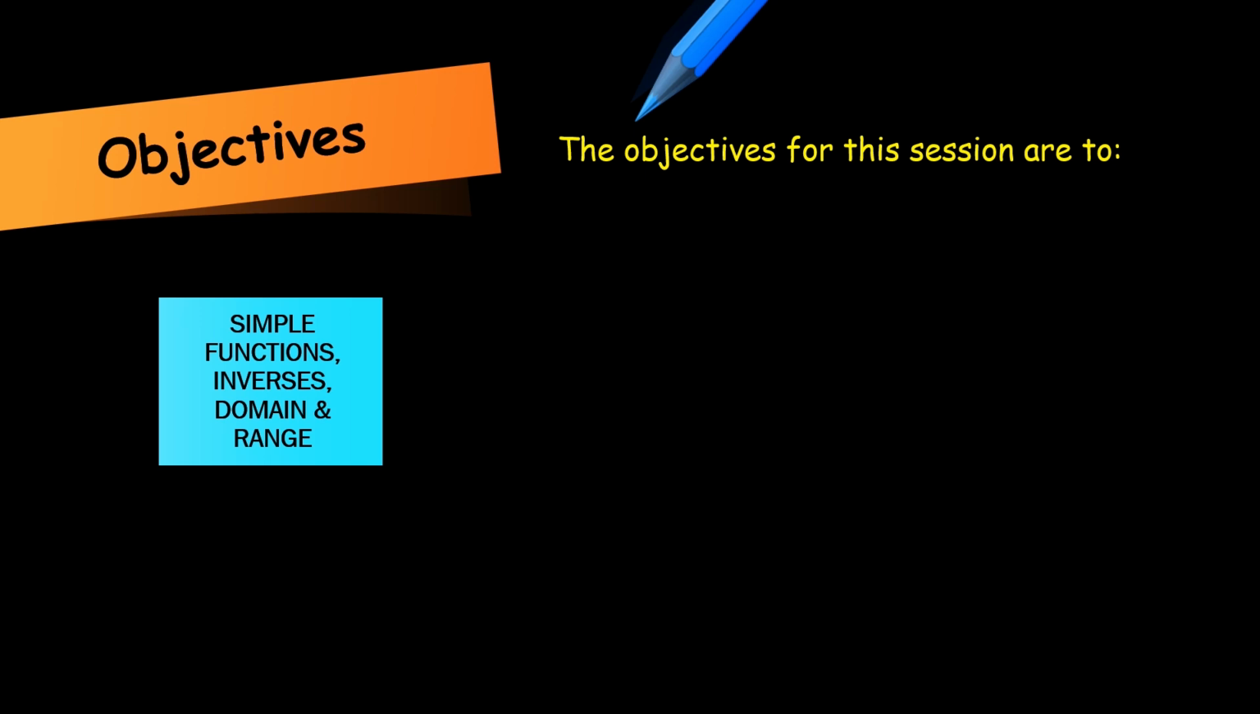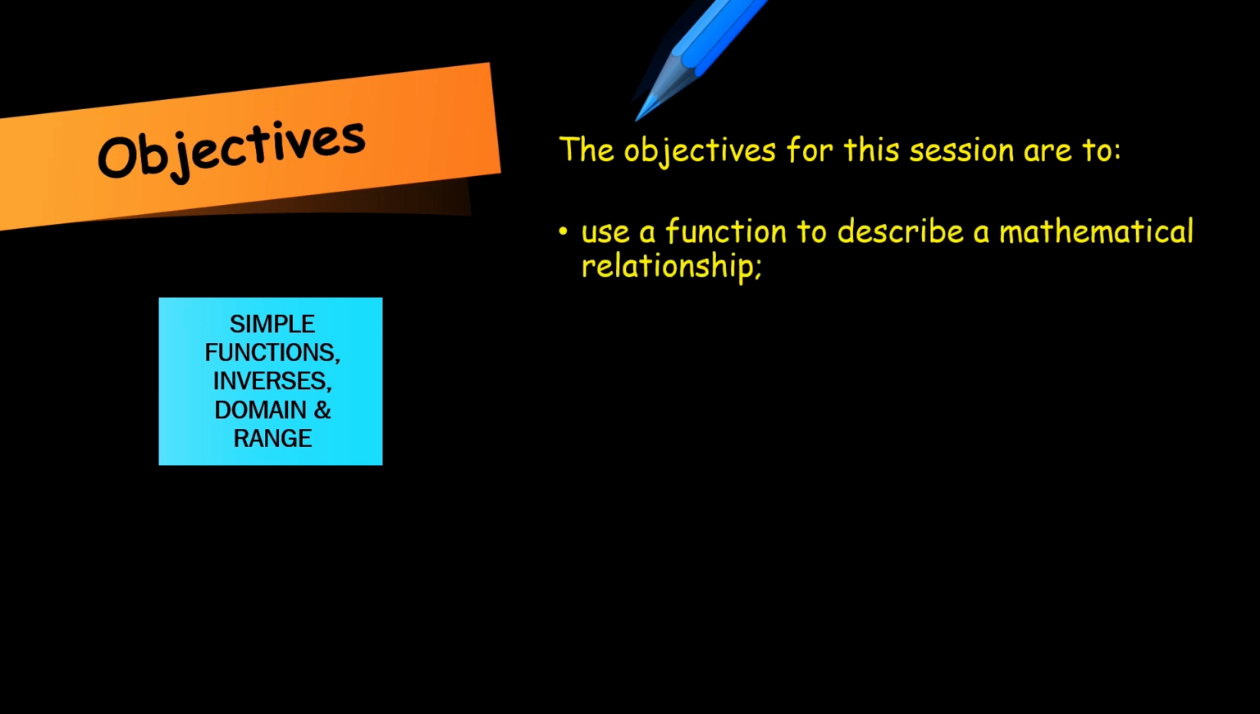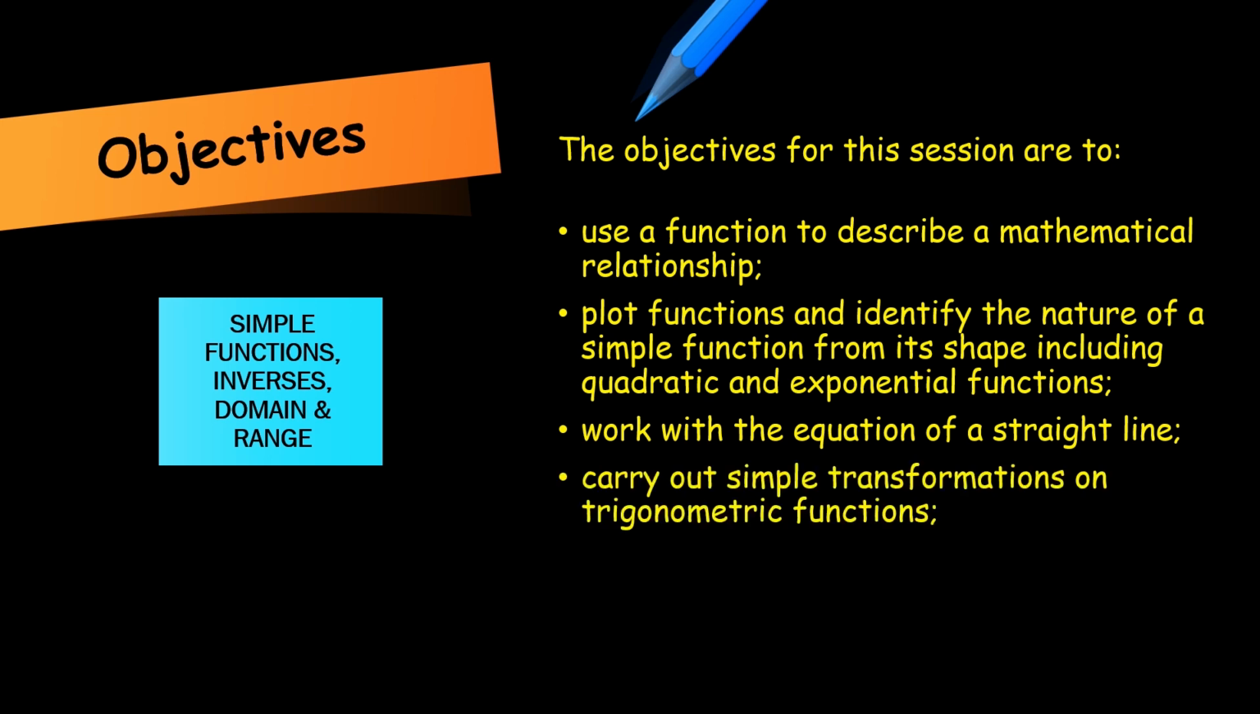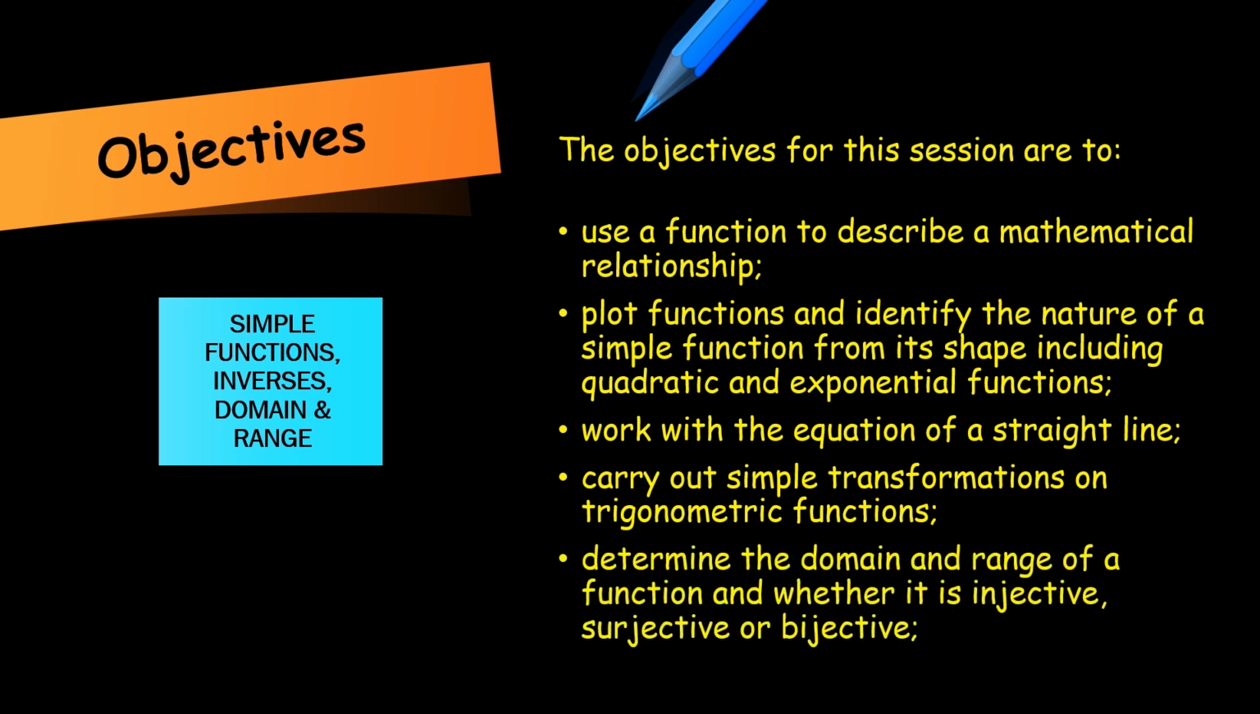The objectives for this session are to use a function to describe a mathematical relationship, plot functions and identify the nature of a simple function from its shape, including quadratic and exponential functions, work with the equation of a straight line, carry out simple transformations on trigonometric functions, determine the domain and range of a function and whether it is injective, surjective or bijective, and find the inverse of a simple function.